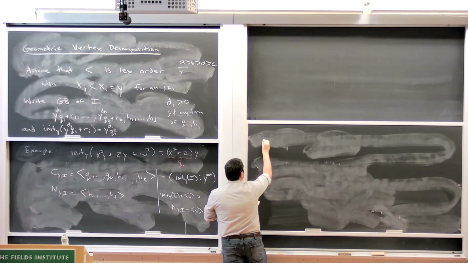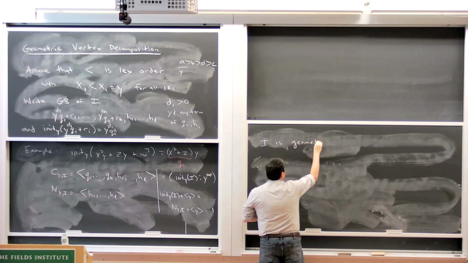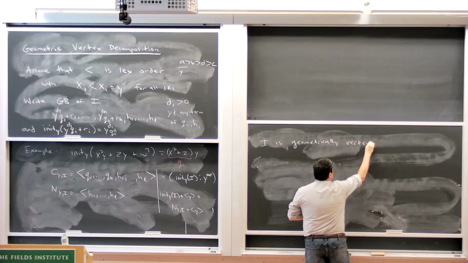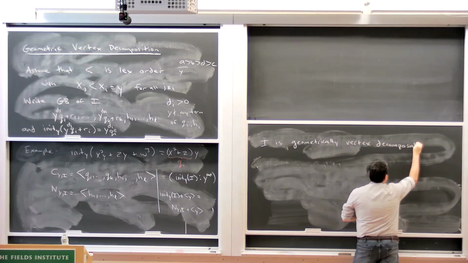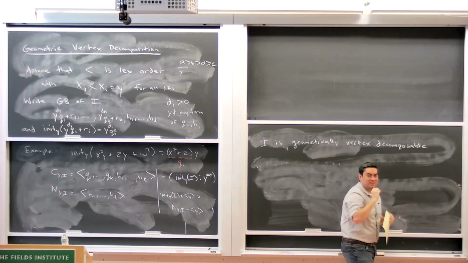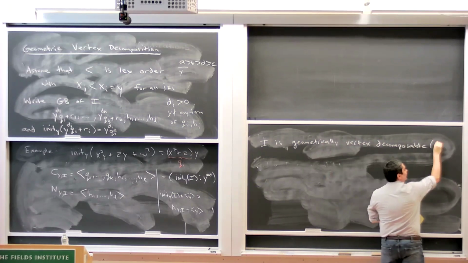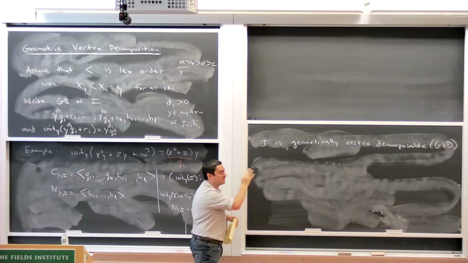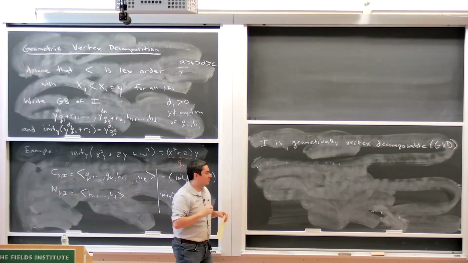So I is geometrically vertex decomposable, and I'm going to abbreviate this as GVD. I know Megumi doesn't like when I use the acronym, so I hope you'll forgive me. So we're just going to call it GVD, and sometimes we also refer to an actual decomposition as a GVD, so we're kind of abusing notation a little bit.